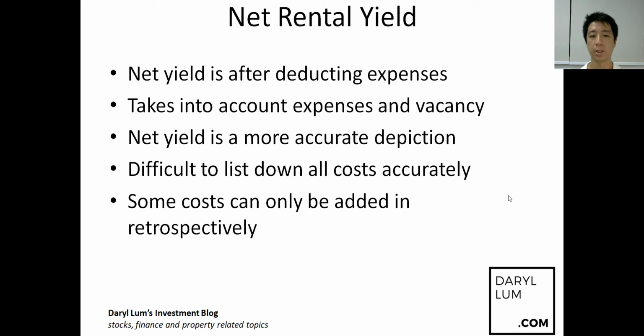But the issue is that it is difficult to list down all costs accurately. When you're trying to make an investment decision, the main reason why we use gross rental yield is because it simplifies everything, and you don't have to go and find out all the different costs like maintenance charges. It's also very difficult to understand, especially when you buy a resale property, because certain things may only crop up 1 or 2 years down the road. So it's very hard for you to add in all these costs.